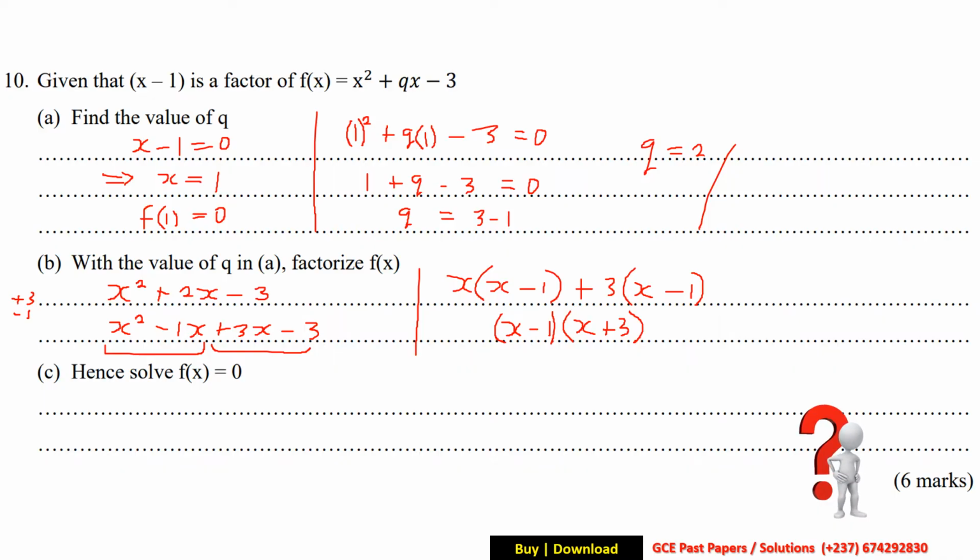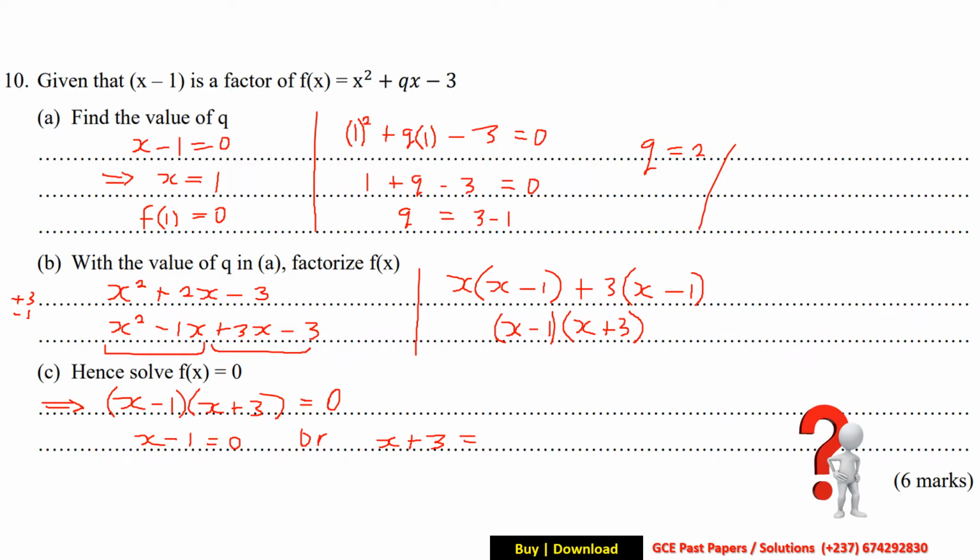So what does this imply? This just implies that since we have already factorized our f of x, we just say that x minus 1 times x plus 3 is equal to 0. This is the meaning of the hence here. Hence, take your previous answer and continue. So from here we know that either x minus 1 is equal to 0, or x plus 3 is equal to 0. That's the second factor.